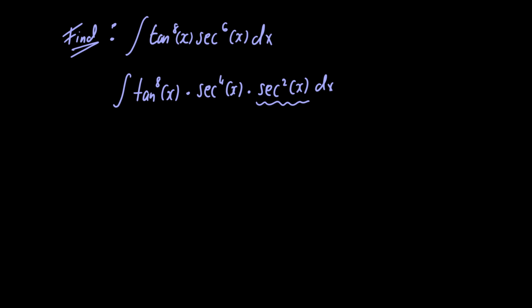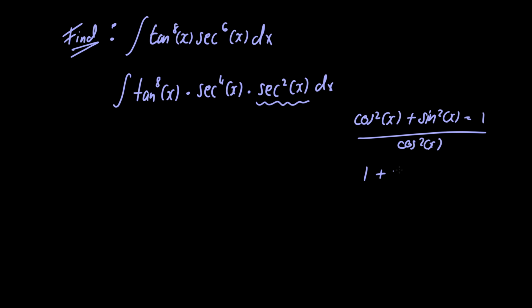We need to be able to rewrite this term right here in terms of tangent of x so that we can make a u substitution and solve the problem. We can start from this standard trig identity right here, cosine squared of x plus sine squared of x is equal to 1. If we just divide everything by cosine squared of x, we're left with 1 plus tangent squared of x is equal to secant squared of x. So let's go ahead and substitute 1 plus tangent squared of x for secant squared of x right here.